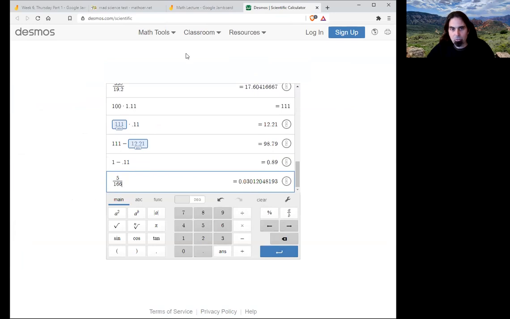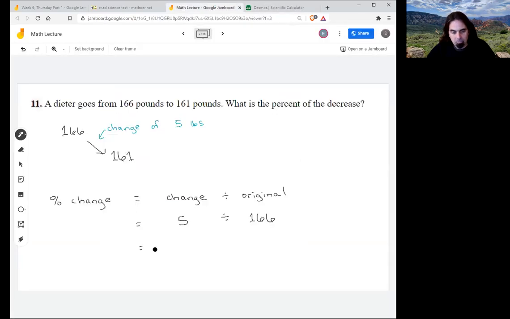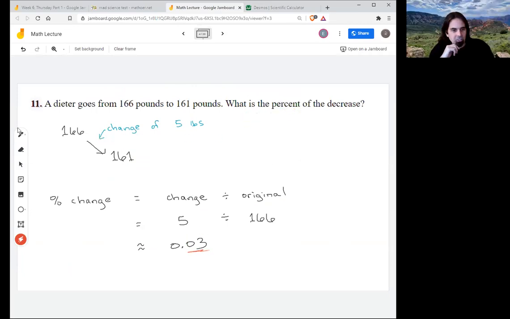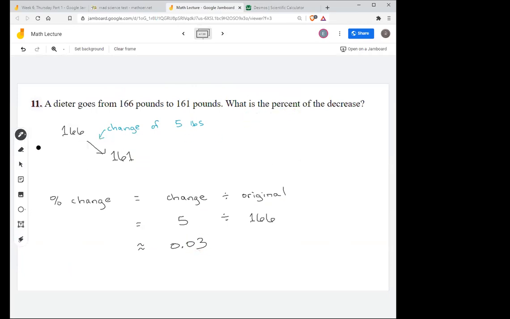So about 0.03. I guess that's slightly rounded. Okay, I'm not quite done. What else do I need to do? Make it into a percentage. Yeah, it asks what the percent is. So that's the right answer, but it's not in percent format. So write it into percent.